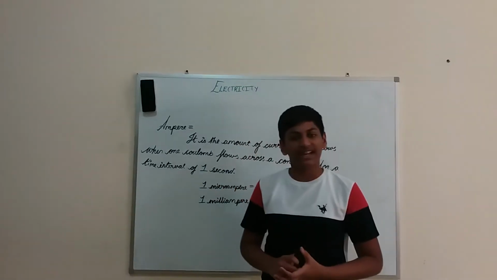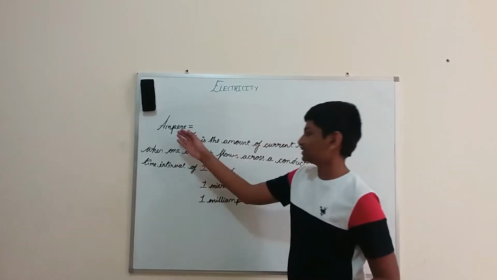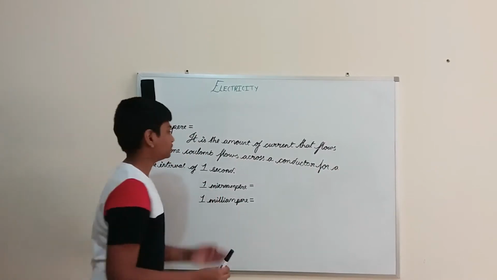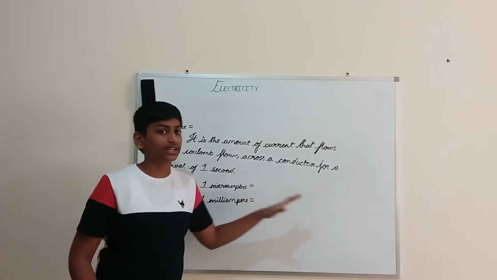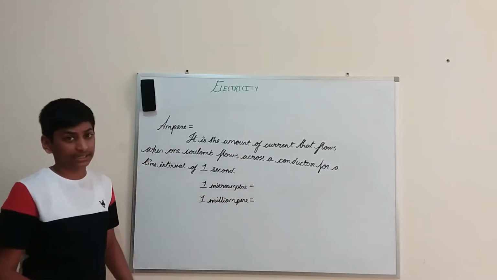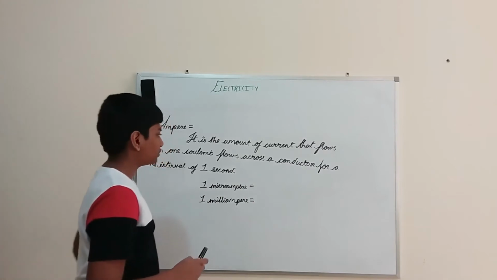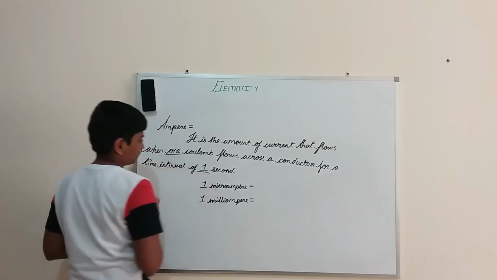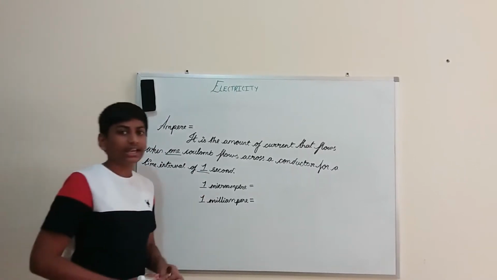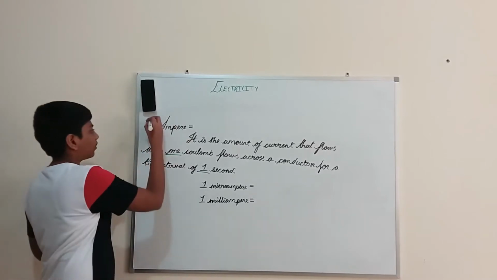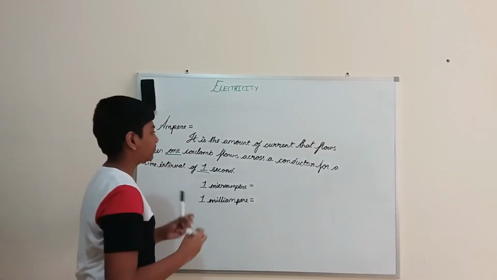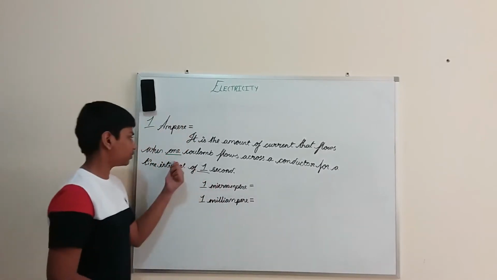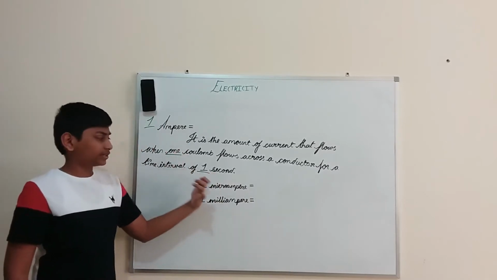We defined what a current is and derived its formula. Now let's define an ampere. An ampere is the amount of current that flows when 1 coulomb flows across a conductor for a time interval of 1 second. If you notice, I used 1 coulomb and 1 second. Why? It's because I am making the statement for 1 ampere. For 2 ampere, I can even give 4 coulomb by 2 seconds, which is equal to 2.